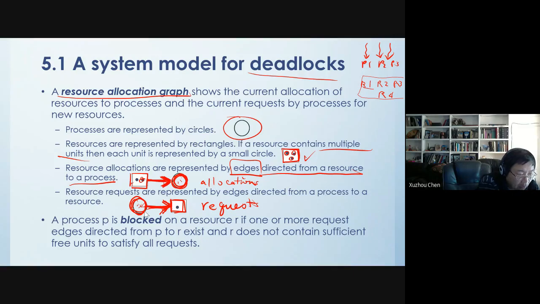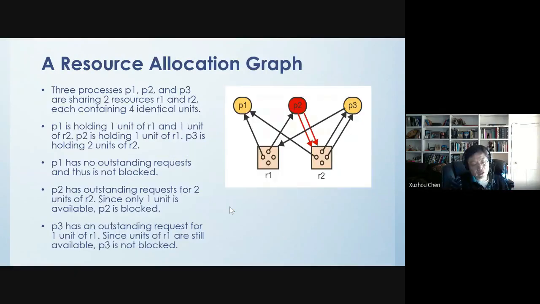Now, a request may quickly turn into an allocation. If a process is requesting a resource and the resource is available, the arrow may switch direction quickly, and the request becomes the allocation. But if a process requests a resource and the resource is not available, then the request stays as a request. So that's basically what the resource allocation graph is supposed to show you.